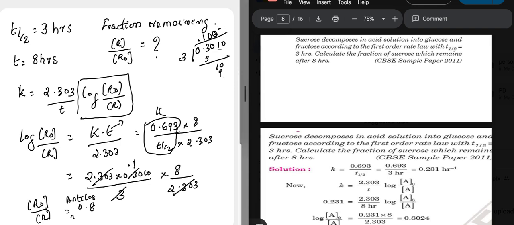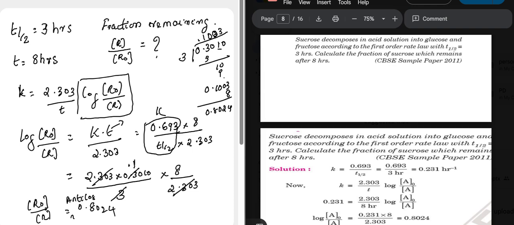Actually, 0.1003 only we will get over here. This one is also smaller, so one more 0 we have to put. Then 0.1003 into 8 is 0.8024. Okay, so anti-log of 0.8024 is given here as 6.345. It will be given in the question.